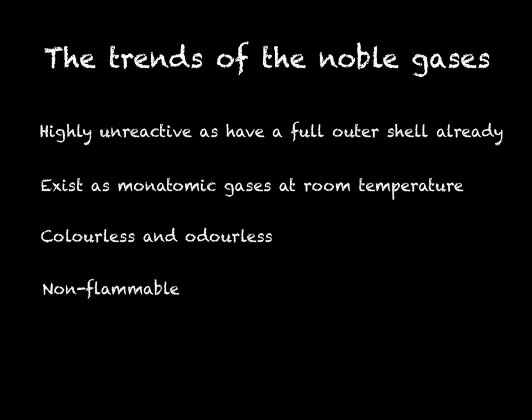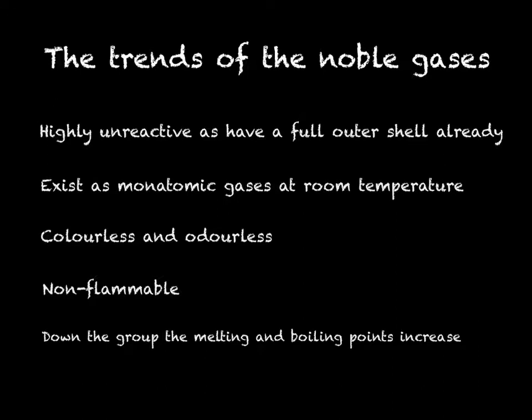However, as we go down the group, we do get a change in some of their properties. The major one being their boiling point and melting point. As you go down the group, the boiling point and melting points increase. This is because of the increasing number of electrons, meaning there are greater intermolecular forces that need to be overcome in order for the substance to boil. We look at intermolecular forces in more detail in the bonding tutorial.